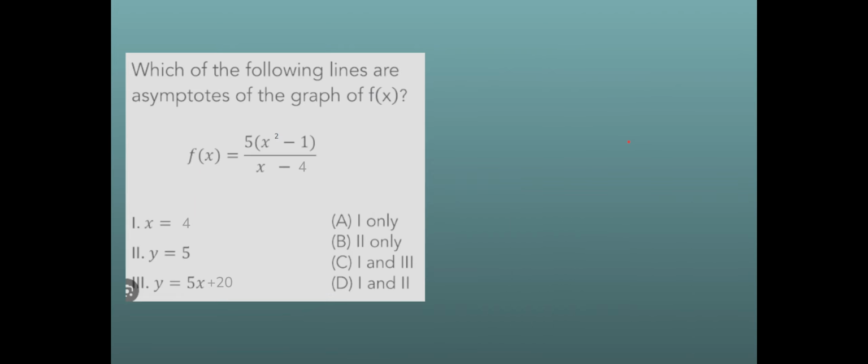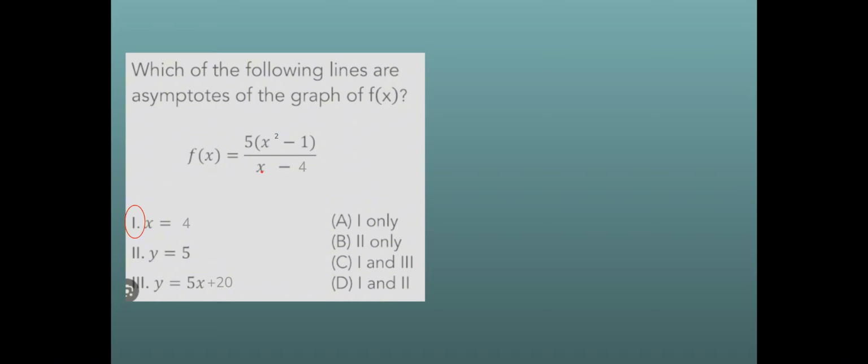Now, let's do a practice question. Which of the following lines are asymptotes of the graph of f of x? So, simply just x minus 4. Well, you can just plug it in the equation, x minus 4 equals 0, and obviously x equals 4 is an asymptote, so that one's pretty easy.